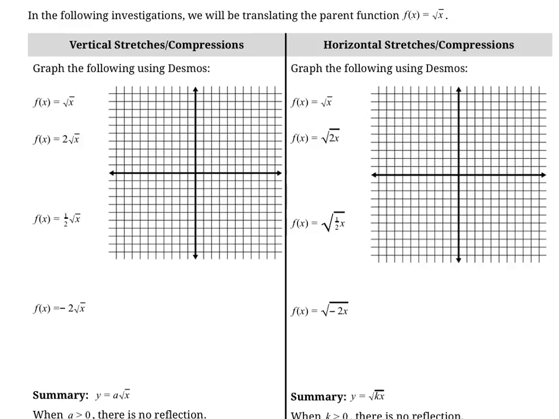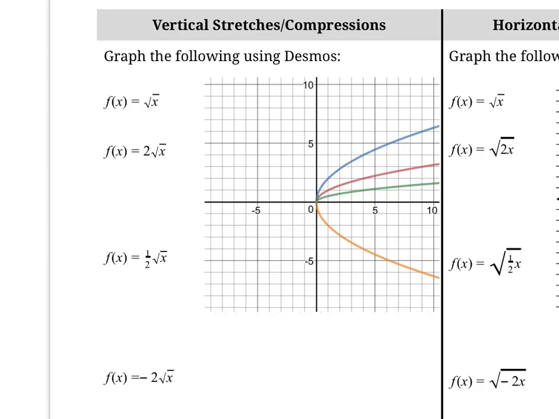In the last lesson, we started by transforming the quadratic function because we were familiar with it. Now we're going to start by graphing the square root function because that's going to be easier to see reflections with. So we're going to start with vertical stretches and compressions. Log on to Desmos and graph these four functions and sketch them quickly in the graph here, and then come back to the video. Once you have it, your graph should look something like this.